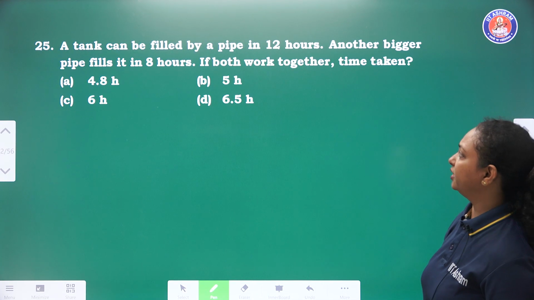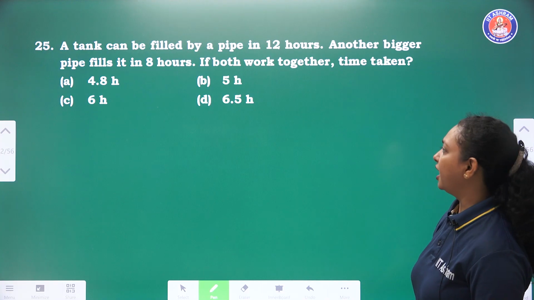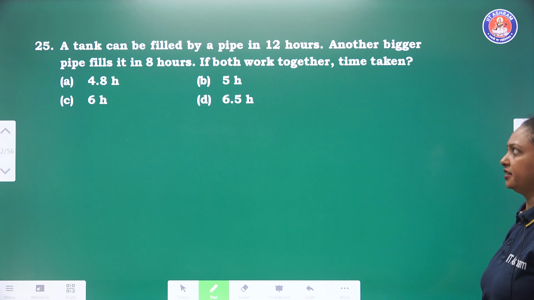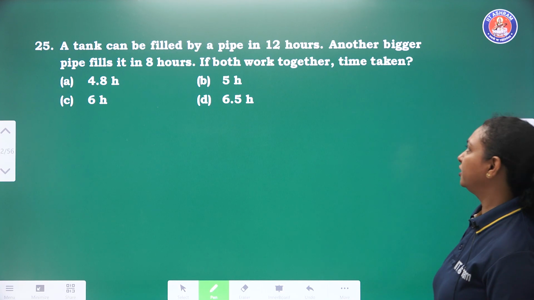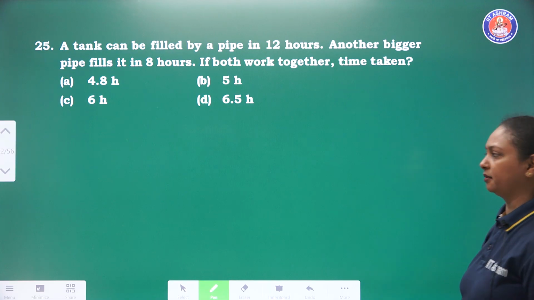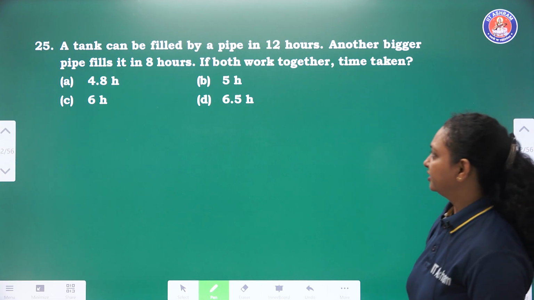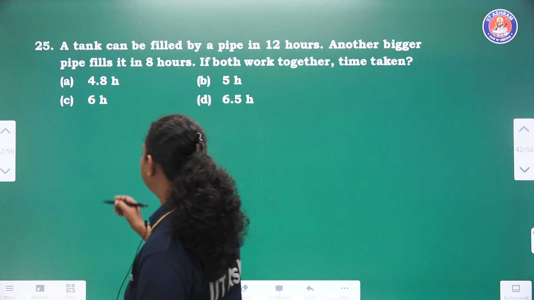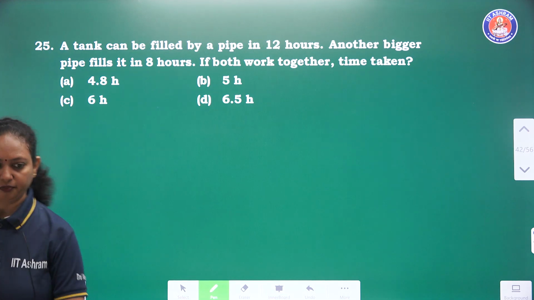A tank can be filled by a pipe in 12 hours. Another bigger pipe fills it in 8 hours. If both work together, what is the time taken by them? So, it is also of the inverse proportion.